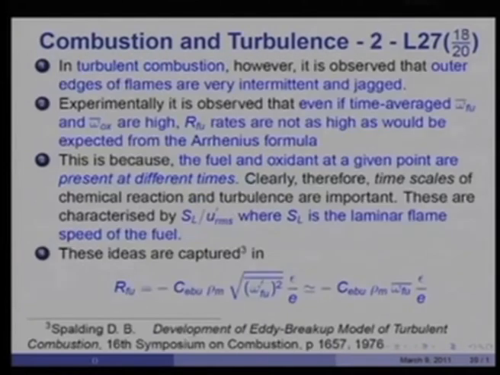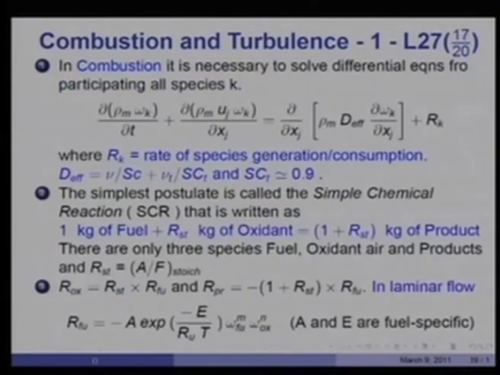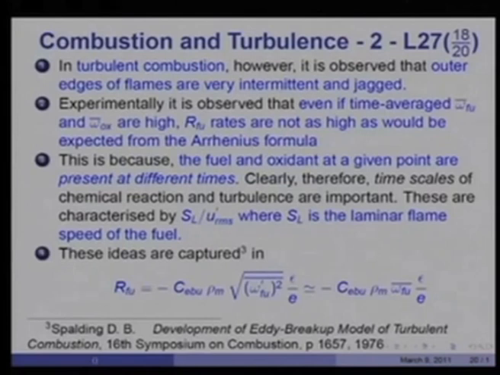So, in turbulent combustion, it is observed that the outer edges of the flames are very intermittent and jagged. It is in these regions that the greater part of combustion takes place. Experimentally, it is observed that even if the time average omega FU bar and omega ox bar are high, the actual RFU rates are not as high as would be expected from the Arrhenius formula that I showed on the previous slide. So, if you take bar values here, the value of RFU predicted turns out to be much greater than what is actually observed in the experiment. Now, why does this happen?